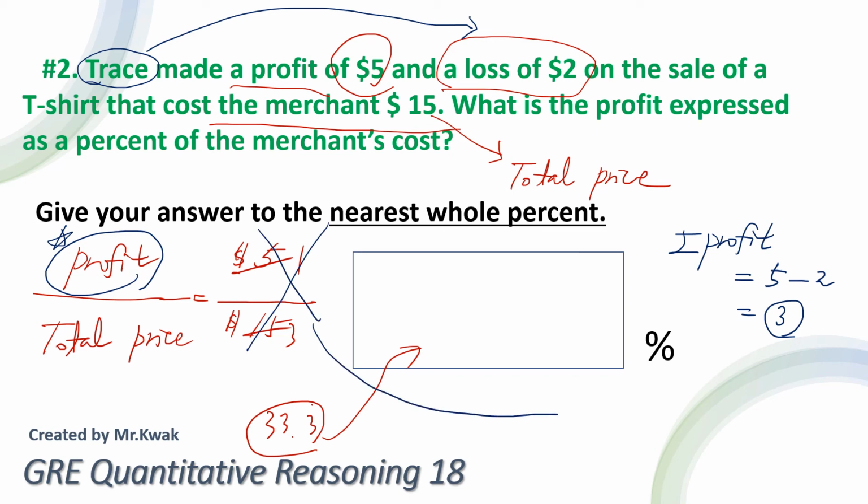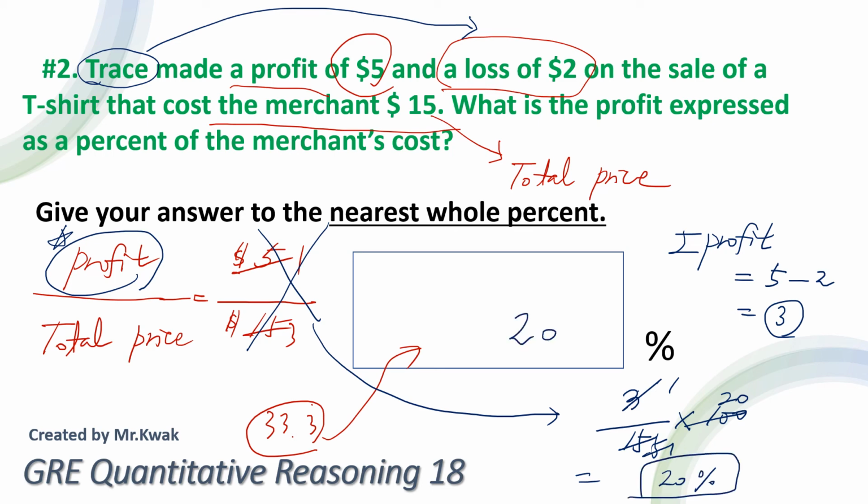So I'm going to rewrite these numbers again over here: 3 out of $15. And then we have to multiply by 100 because we have to convert the measure to percent. So reduce like this, reduce again. In that case, the answer should be 20%. And we can put the number 20 inside the rectangle. So that's it.